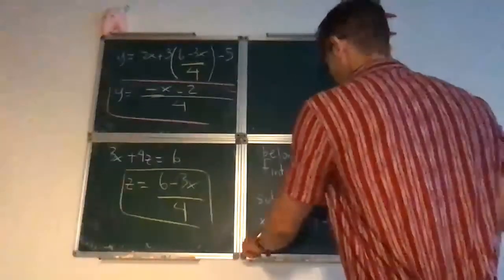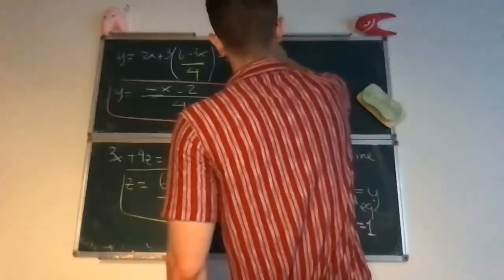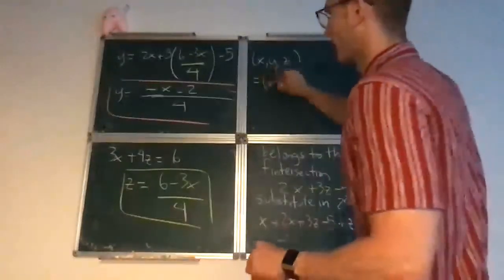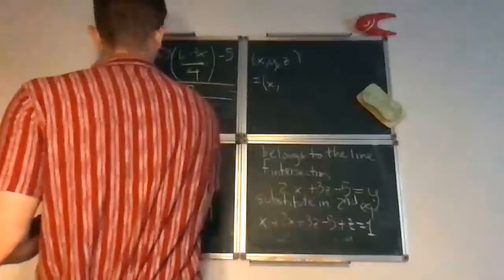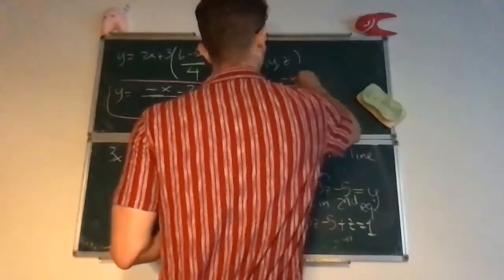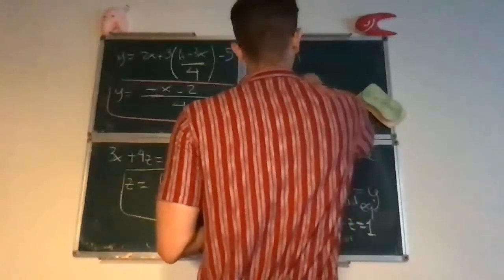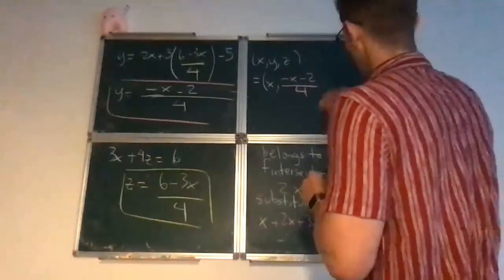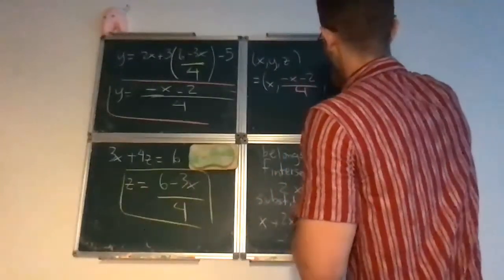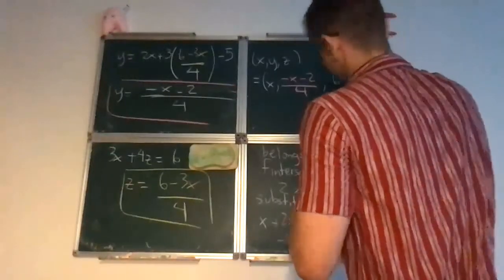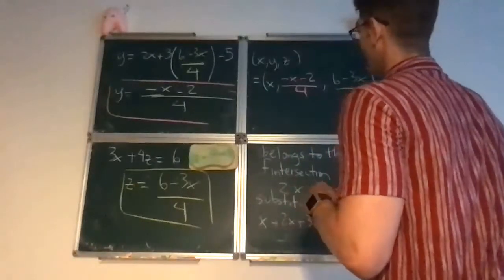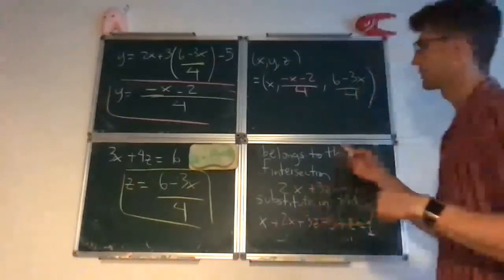So what is a point x, y, z on the line? Well, x is still x. y is now (negative x, negative 2) over 4, and z equals (6 minus 3x) over 4. So what you just did is write everything in terms of x.